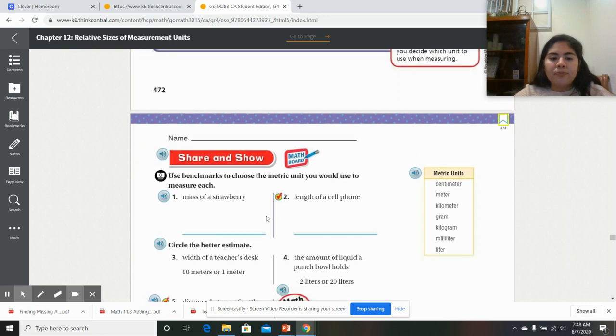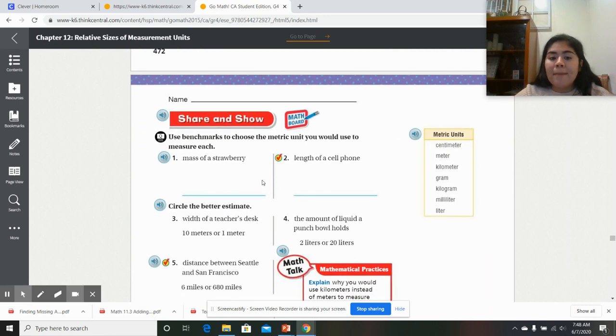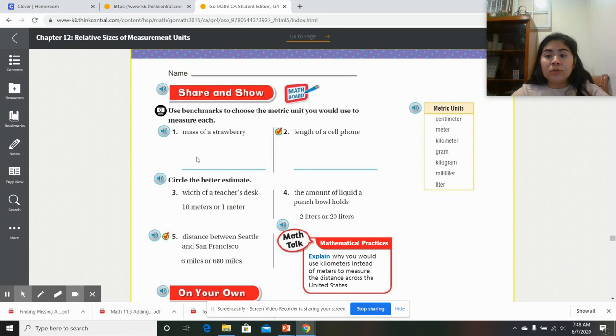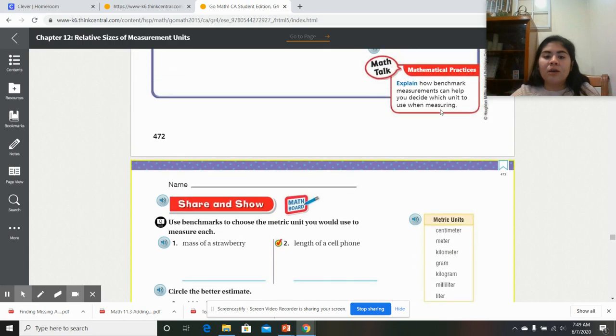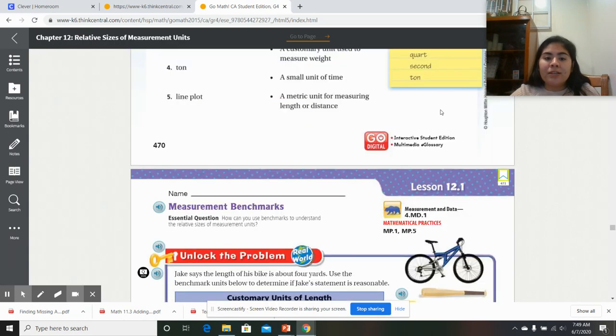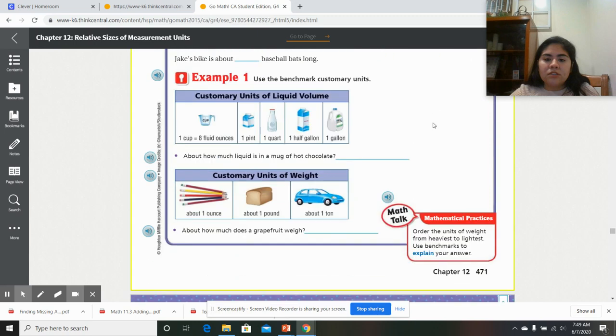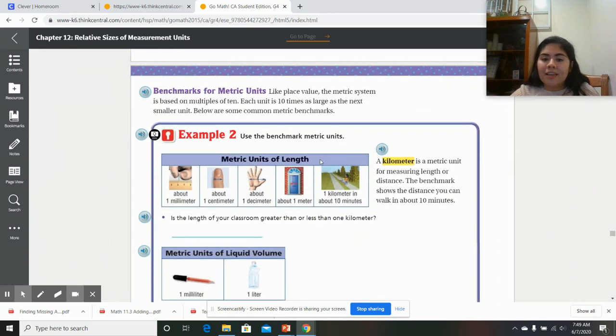So for example, if we look at number 1, it says the mass of a strawberry. How much a strawberry weighs? Would we use centimeters or meters or kilometers? The answer is no, because what do centimeters, meters, and kilometers measure? They measure length, right?